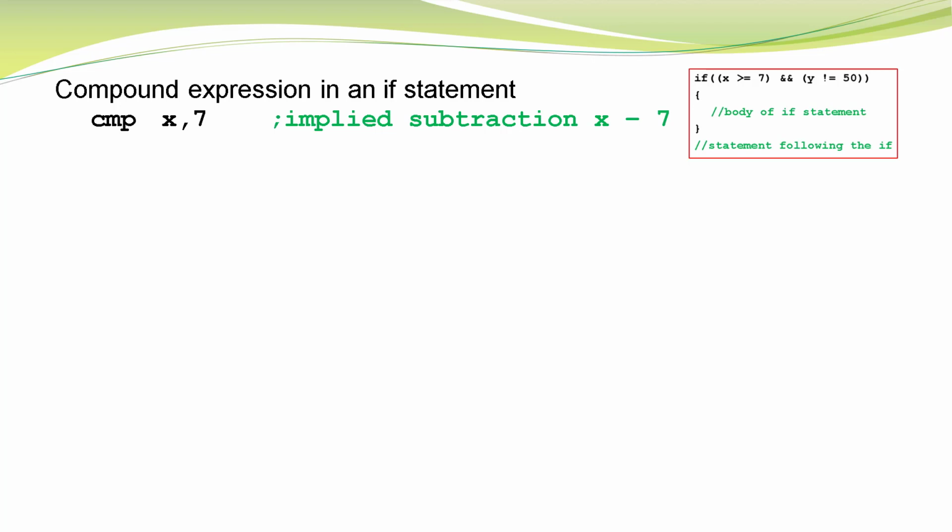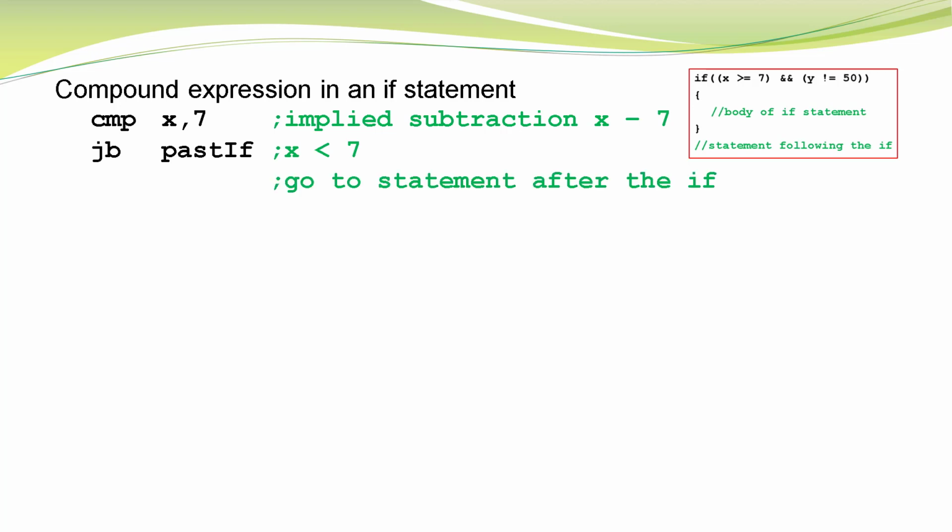Now here's the important part. Logically, you have to ask yourself, if this first comparison is false, where would I want to go? The answer is to the statement following the if. And again, that's because of short-circuit evaluation. Here I'm checking to see if x is at least as big as 7. The opposite is when x is below 7. So I'll use the jump below instruction to jump past the if.